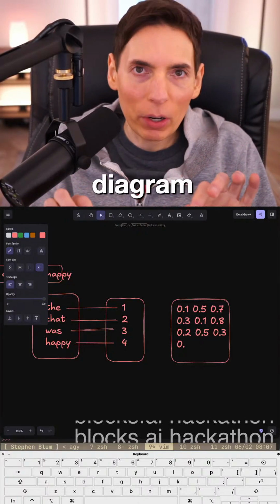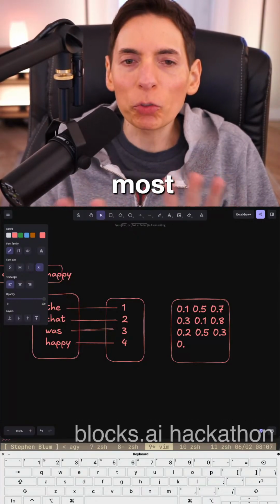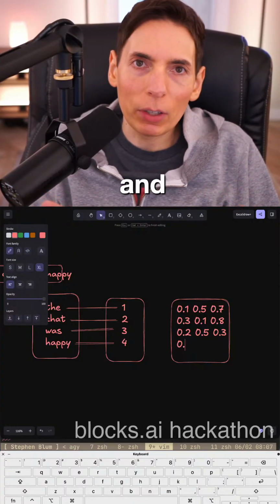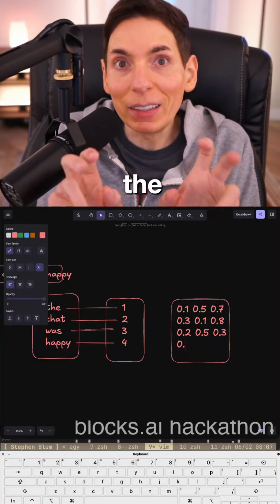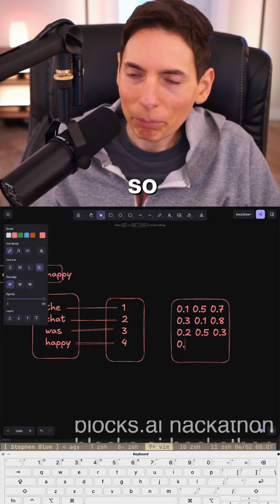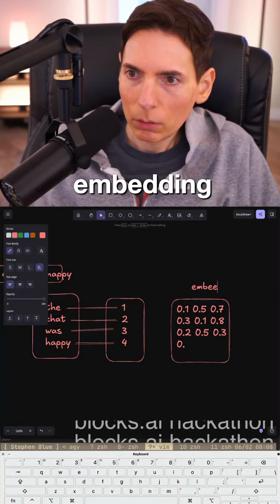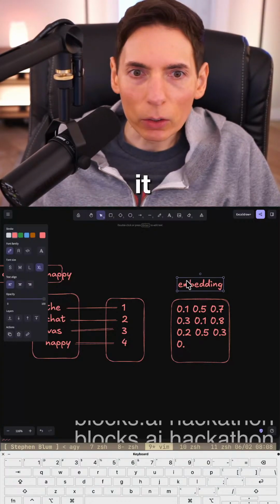I'm going to diagram the transformer really quick, the full end-to-end flow. We'll get to the higher level stuff, and then we'll plop in some easy modules like the attention layer, things like that. So this is the embedding here. This is going to help me understand it a little bit better.